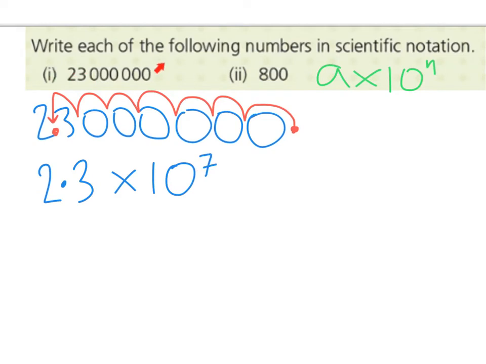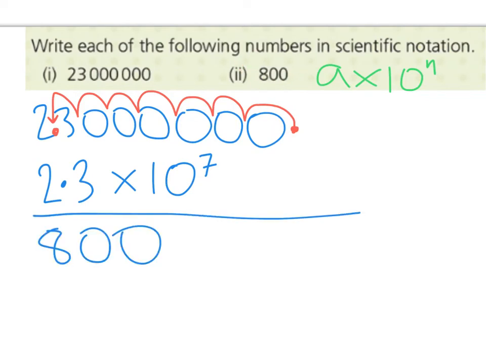So here we had a large number, 23 million, and we were asked to write it in scientific notation, which means in the form a times 10 to the power of n. And here we have it: 2.3 times 10 to the power of 7. That means 2.3 gets multiplied by 10 to the power of 7, or 10 seven times, and it will give you 23 million.